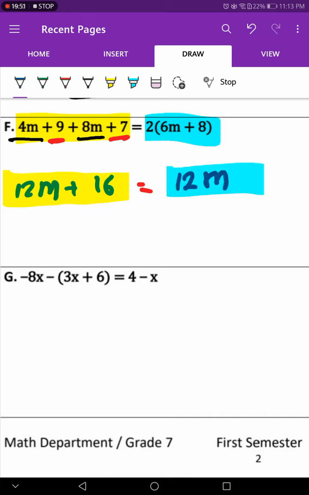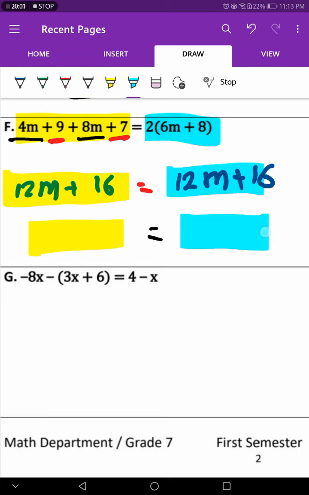And 2 multiply 8 equals 16. Great. Now you will determine the left and the right side. You move the 12 to the left side and it will be negative 12.